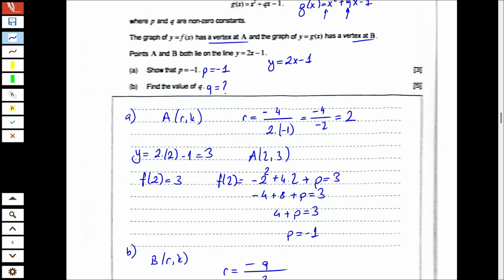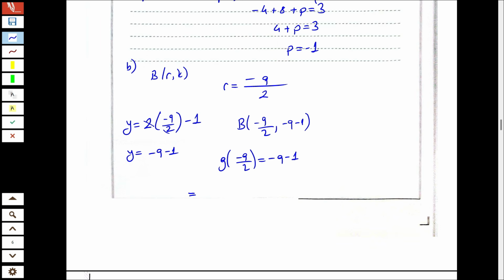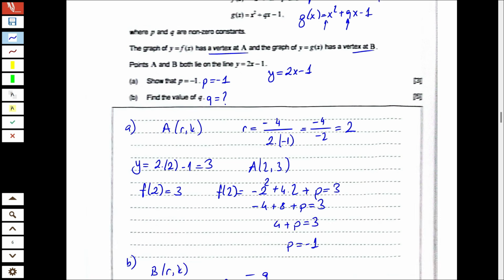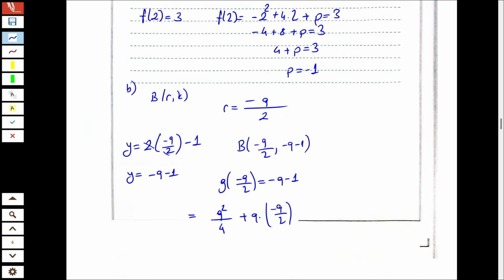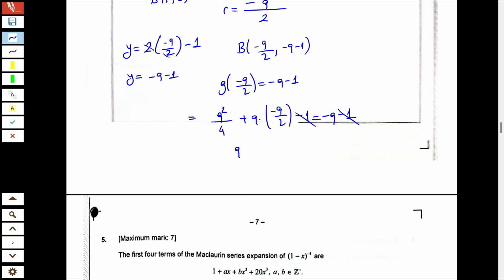When we plug in this minus q over 2, it is q square over 4, because I write the square of the expression times q times x, which is in here, minus q over 2, minus 1 equals minus q minus 1. We can cancel minus 1 in here. So minus q square over 4 minus q square over 2 here equals minus q.